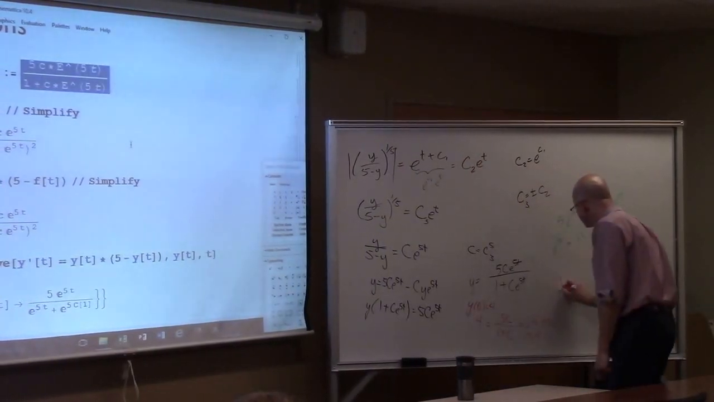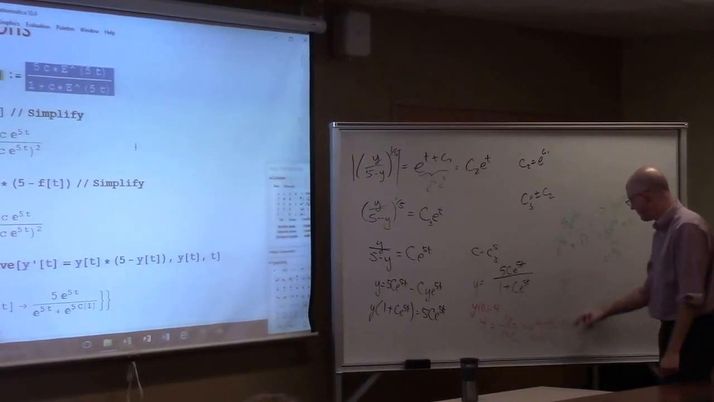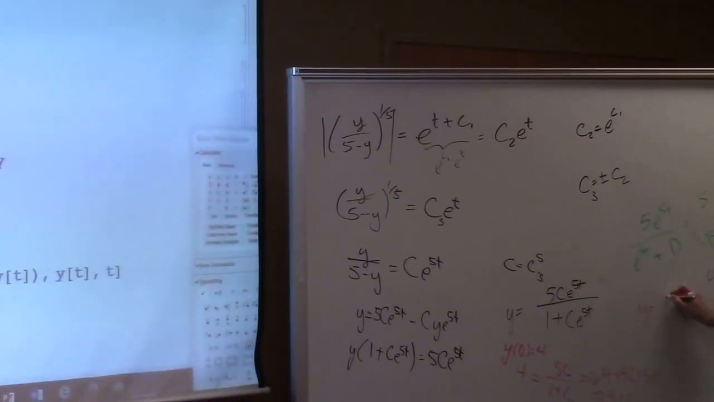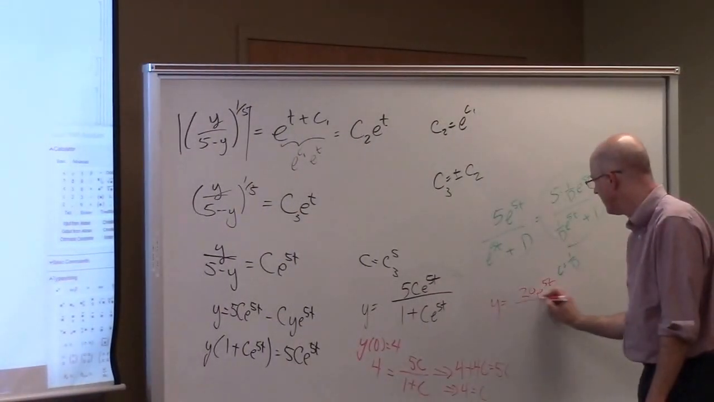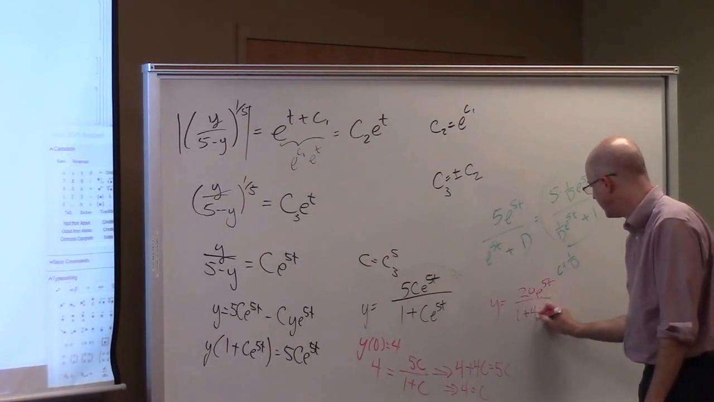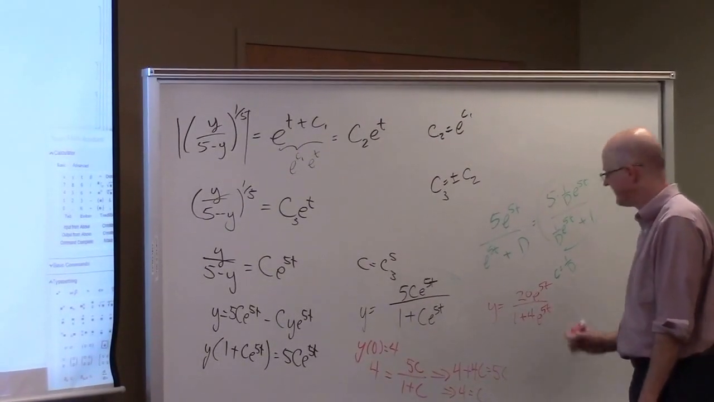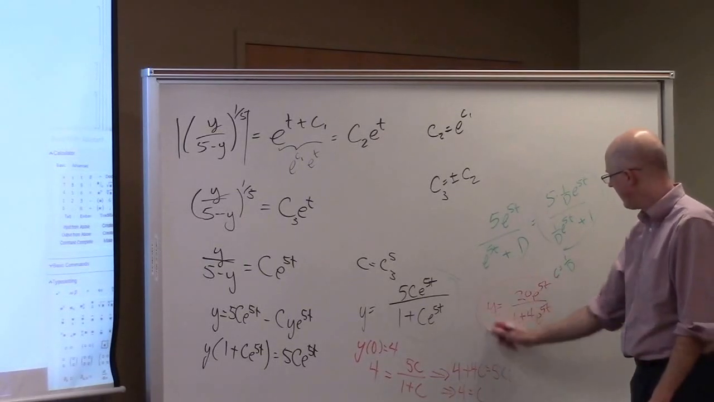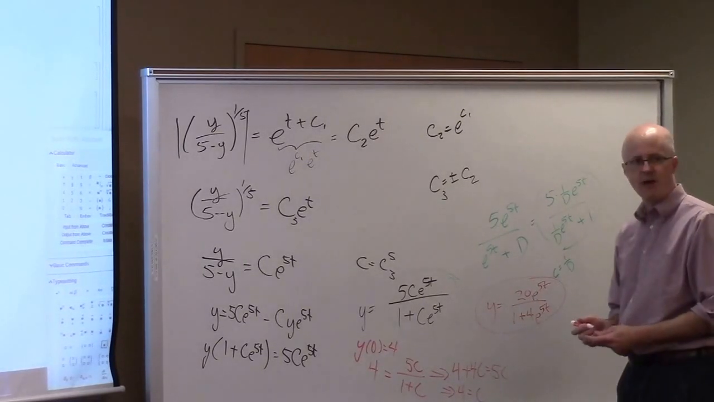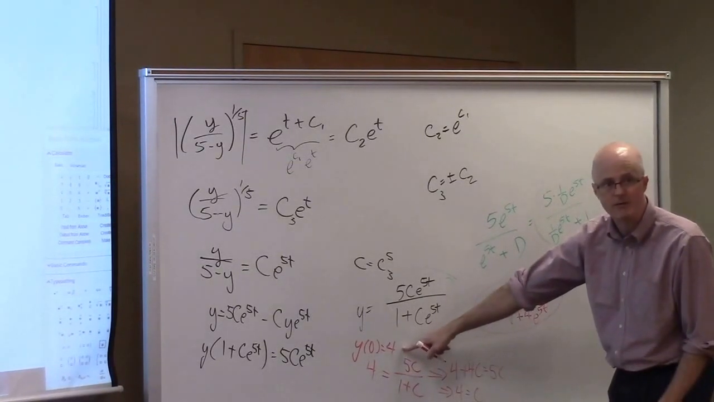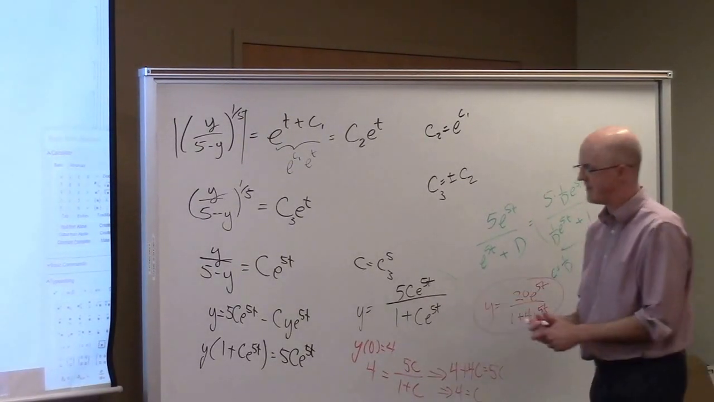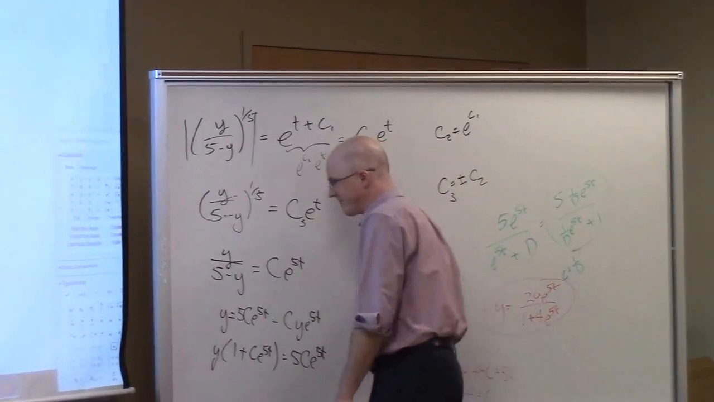So the one solution of the initial value problem, if I plug in c equals 4 there, can be written as y equals 20 e to the 5t over 1 plus 4 e to the 5t. That one function should solve the initial value problem, where it's the differential equation plus this initial condition that y of 0 equals 4. Let's see what Mathematica produces for that.